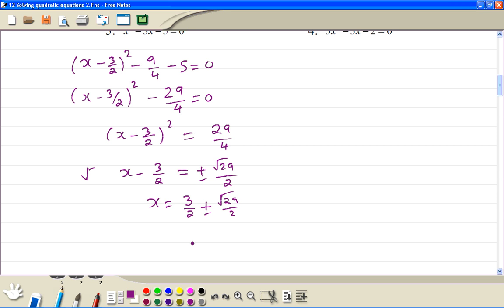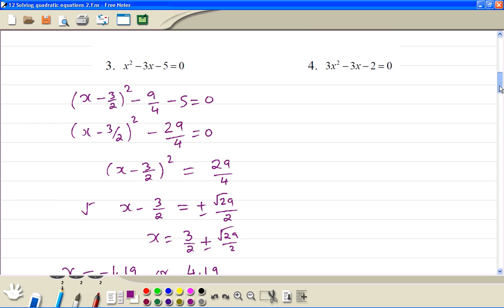So we got two answers: 1.5 plus or minus root 29 over 2. In decimals, we can have the answer to be minus 1.19 or 4.19. If we add these two numbers, the answer is 3. So thus the sum of the roots is the number here.